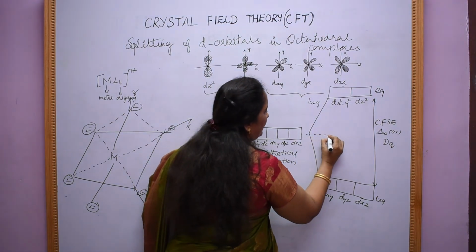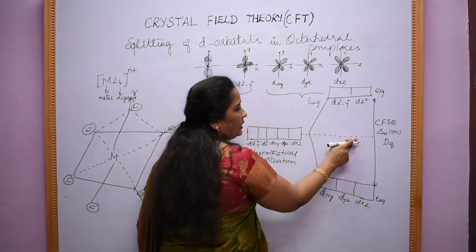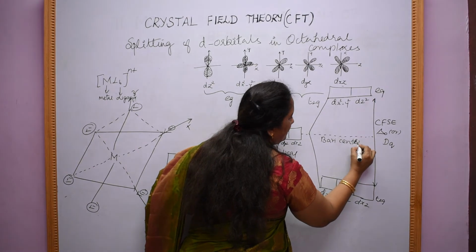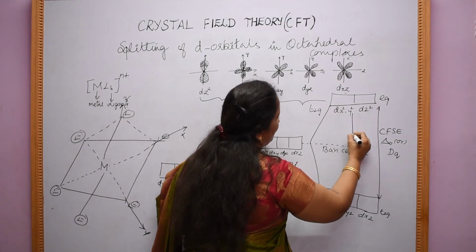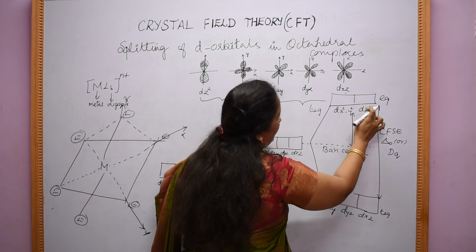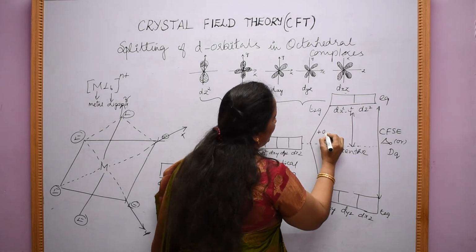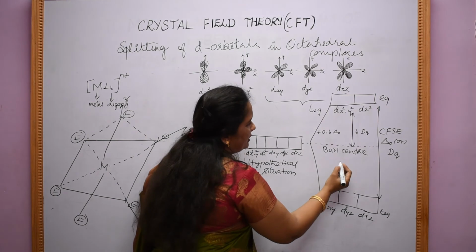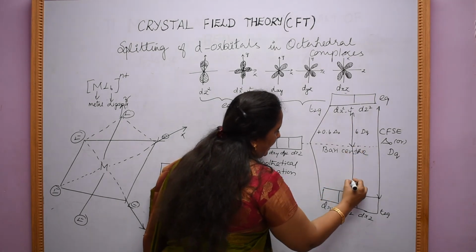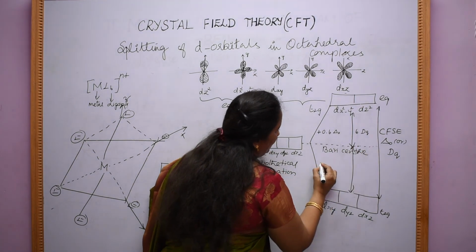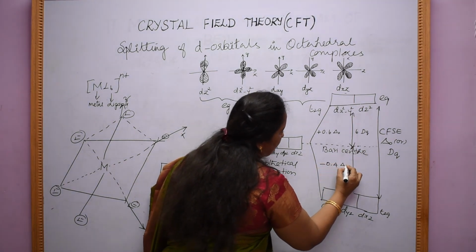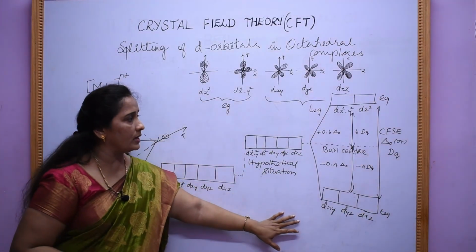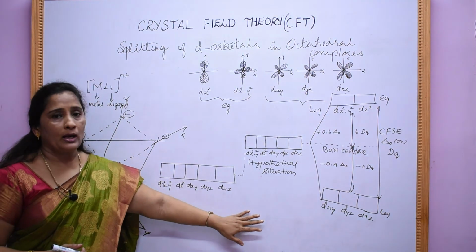And there is a situation where no splitting of orbitals happens, and this dotted line is called the barycenter. Here, the energy difference between this barycenter and the eg set of orbitals is equal to plus 0.6 delta 0, or 6 Dq, and the energy difference between the barycenter and the t2g set of orbitals is equal to minus 0.4 delta 0, or minus 4 Dq, right? So this is about the splitting pattern in octahedral complexes.